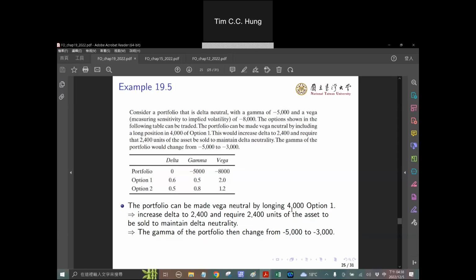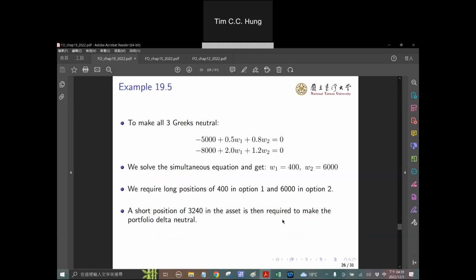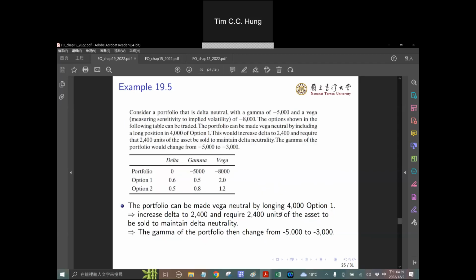So now, basically, these are simultaneous equations, 联立方程式, something you should be very familiar with. If we try to make our portfolio delta neutral, gamma neutral, and vega neutral at the same time, how do we do it? You can basically set up simultaneous equations. There's something I probably need to remind you guys.